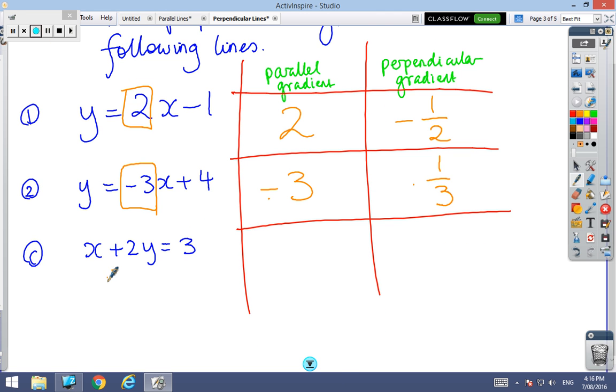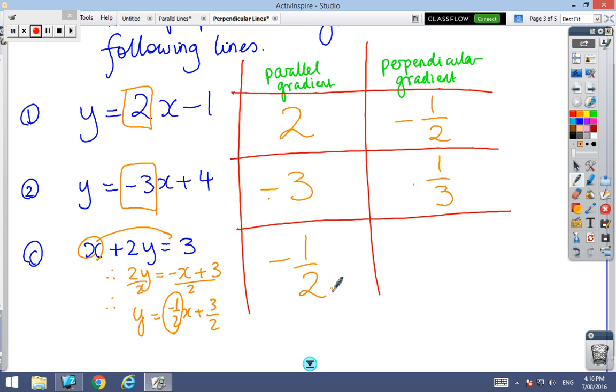So first thing is take x across the other side, so 2y equals -x plus 3, and then divide both sides by 2. So we get y equals -1/2x plus 1/2, and so the parallel gradient is -1/2, and then 1/2 turns into 2 upside down, and minus becomes a plus. Okay, so you'll get some practice on those ones.